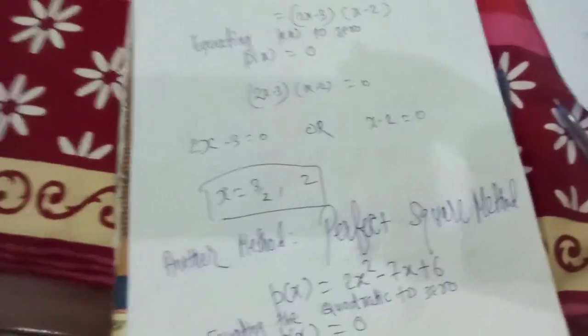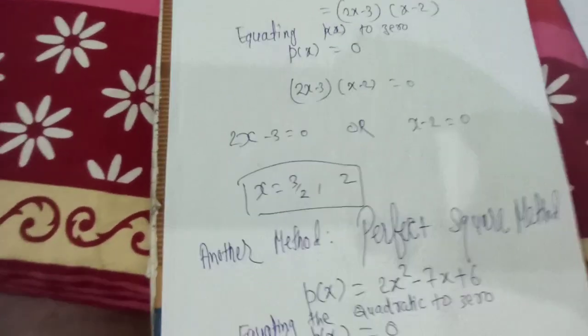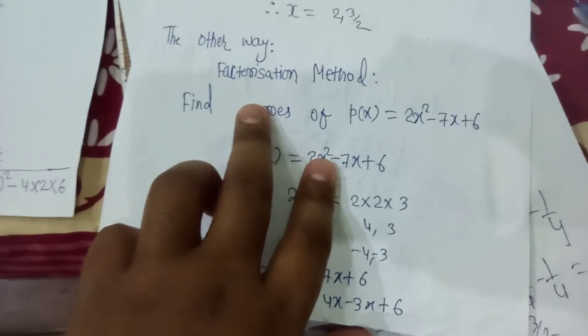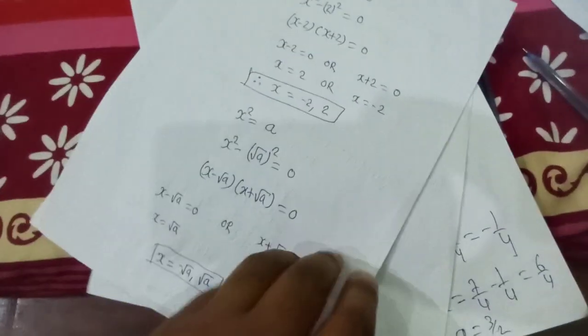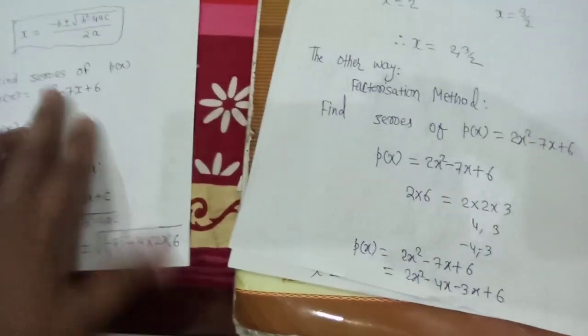These two are the common methods for finding the zero of the quadratic polynomial. This first one, the quadratic formula method, and this second one, the factorization method. These two you have to know, and a question will be asked to find the zero of the quadratic polynomial by either using the quadratic formula method or by the factorization method.